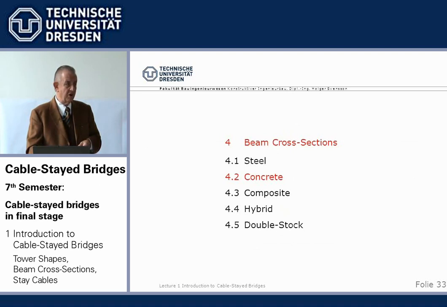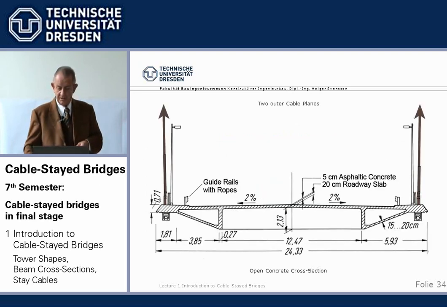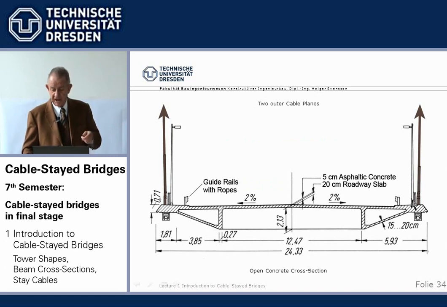How does it look in concrete? Again, two outer cable planes. That means we can have an open cross-section with some sort of a main girder to which the stay cables are attached. In this case, it was a triangle due to aerodynamic reasons, but basically that's what it is.